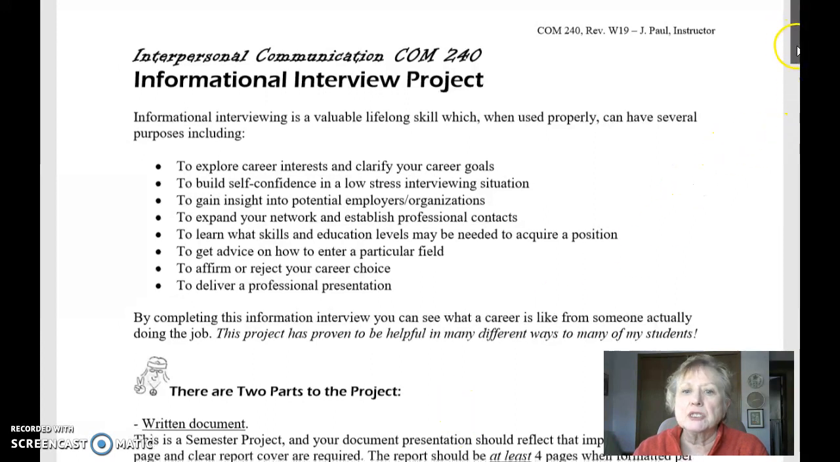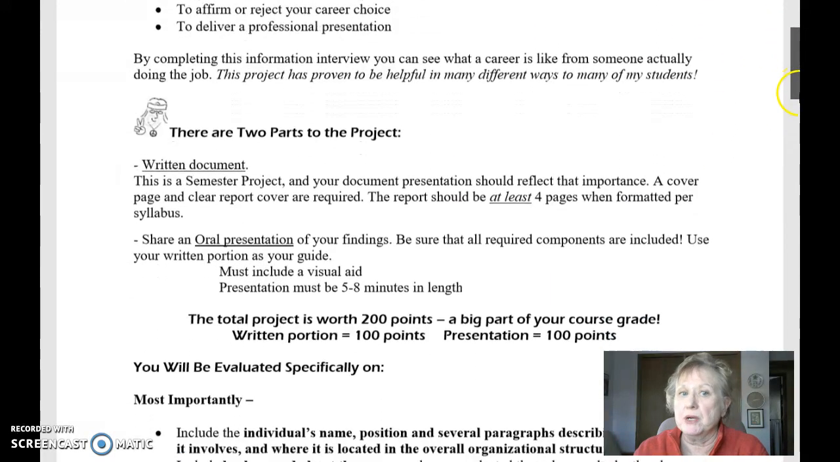And there are actually two parts to this project. One part is the written document. So there will be a paper that you will complete as part of this project. And since this is a semester project, I would like your actual document presentation to reflect that with some professionalism. So I require that you make a cover page and that you use a clear report cover.